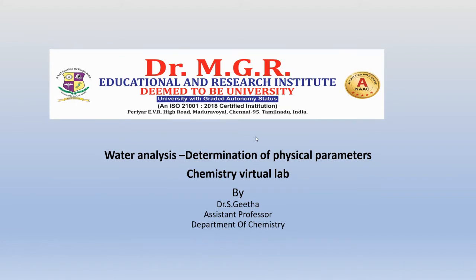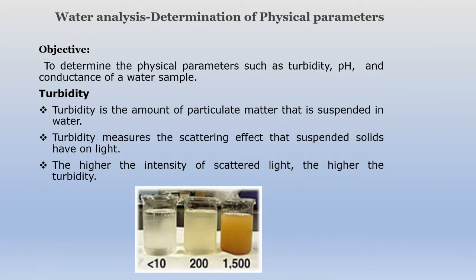In this, I'm going to discuss water analysis, determination of physical parameters. So, the objective of this experiment is to determine the physical parameters such as turbidity, pH, and conductance of a water sample. Turbidity. It is the amount of particulate matter that is suspended in water.